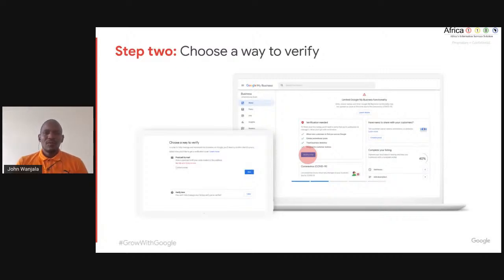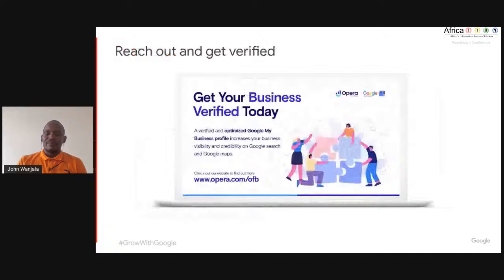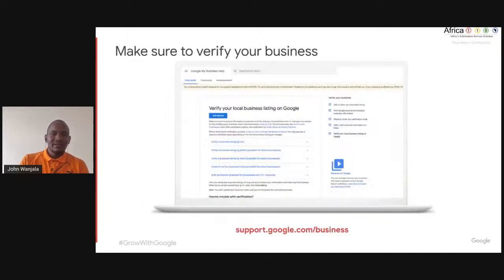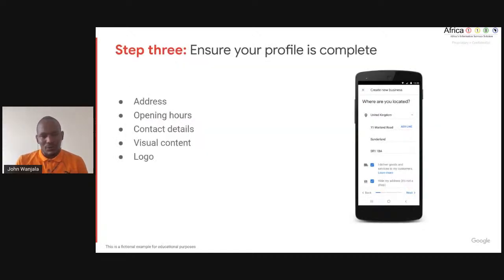Towards the end, I'll tell you how to invite a code that will come to our end and get your business verified. After that, we will make sure that your business is verified and is live on Google Maps and Google search. Now we go to step 3.